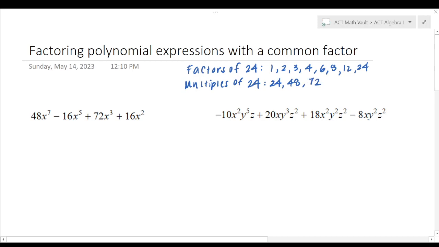So the factors of 24, this is the full list. Multiples of 24 go on to infinity. So what I'm trying to figure out is what is a common factor, actually the greatest common factor, that can come out of 48, 16, 72, and 16. Let's just talk about that. We'll talk about variables next.